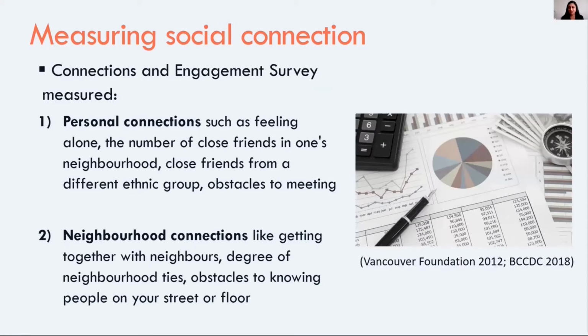So then how do we measure social connection? And it comes back to this fact that how social connection is defined really determines how it's measured. So the Vancouver Foundation conducted a connections and engagement survey, and they measured both the personal or individual connections, such as feeling alone, or the number of close friends in someone's community, in someone's neighborhood, as well as more neighborhood connections, like obstacles to getting to know people on your street or on your apartment floor.